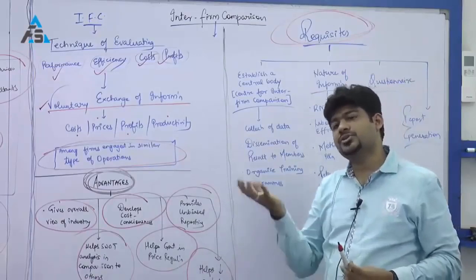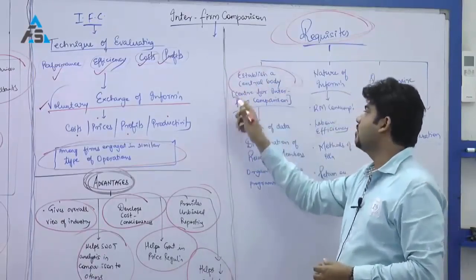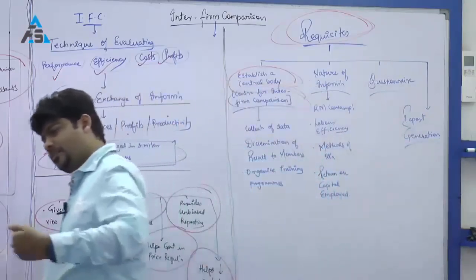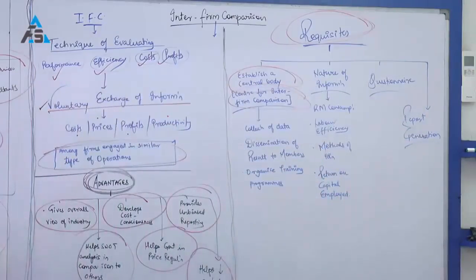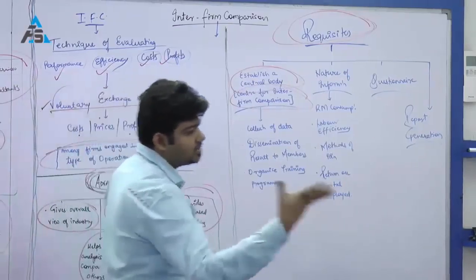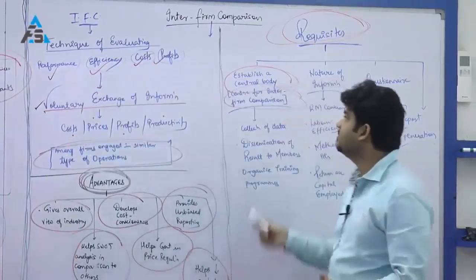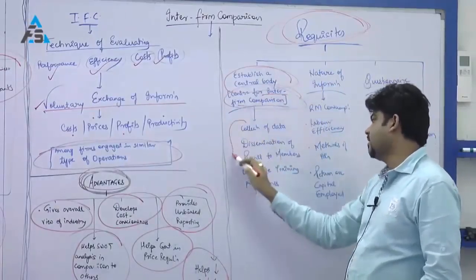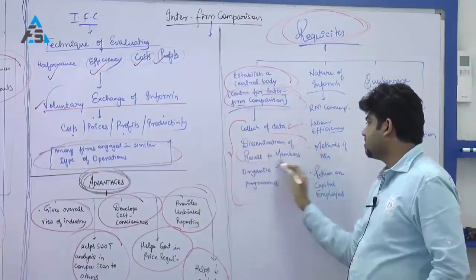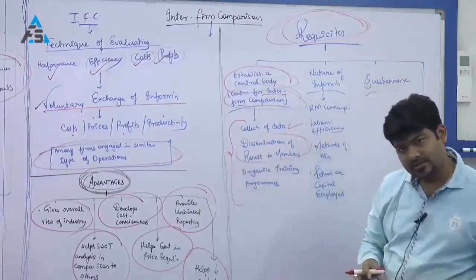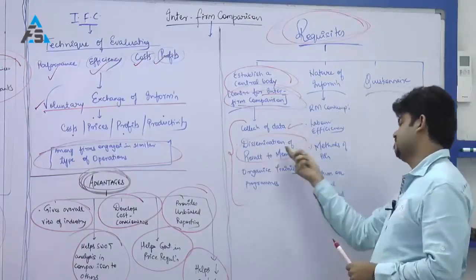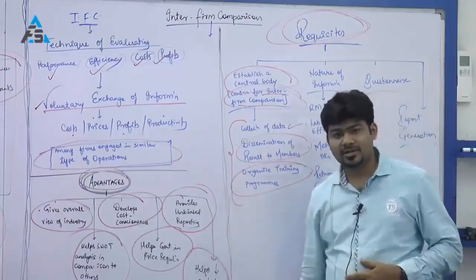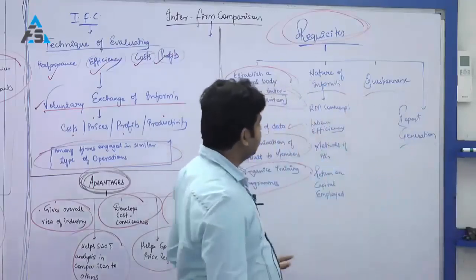So we will have to establish a central body. Establish a central body which will work as a center for inter-firm comparison. So A, B, C, D, E will give all the data to this central body which has been established for inter-firm comparison. The center for inter-firm comparison will collect the data and handle dissemination of results. After collecting the data, it will analyze it, and after analyzing, it will have to give the data to the members, and then they will organize training programs. Only then will inter-firm comparison make sense.